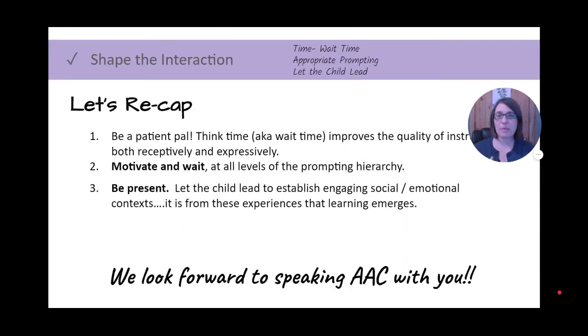So just a recap: we want to be a patient pal. Think time, in terms of wait time, is really important for upholding the quality of instruction, both receptively and expressively. Motivate and wait at all levels of the prompting hierarchy, making sure that we're employing a prompting hierarchy effectively ensures that we're not undermining our own efforts. And it's important to be present. When we let the child lead, we establish those engaging social emotional contexts around which they feel safe and valued. And from these experiences, we have the opportunity to support learning.